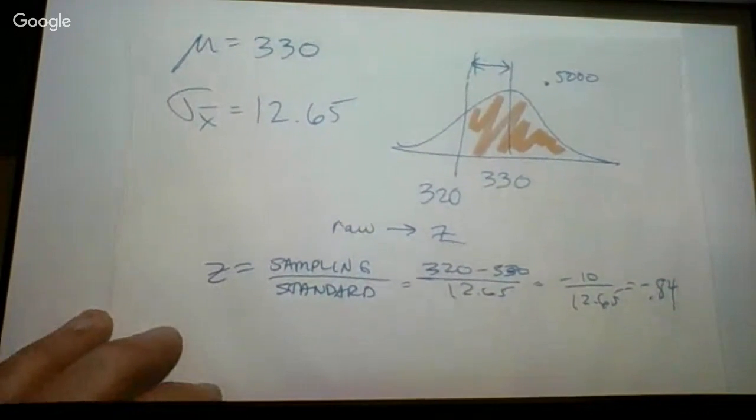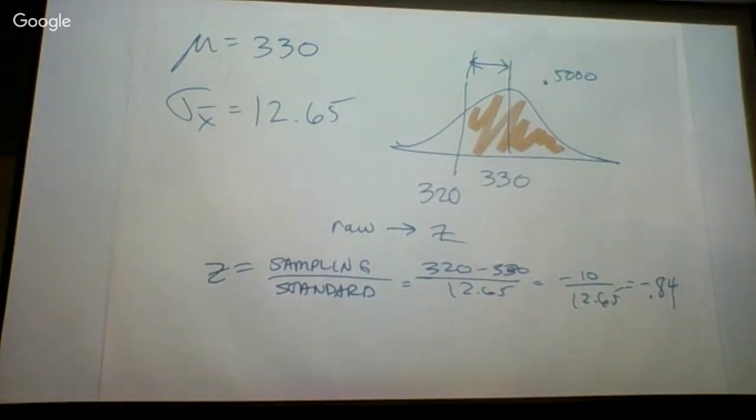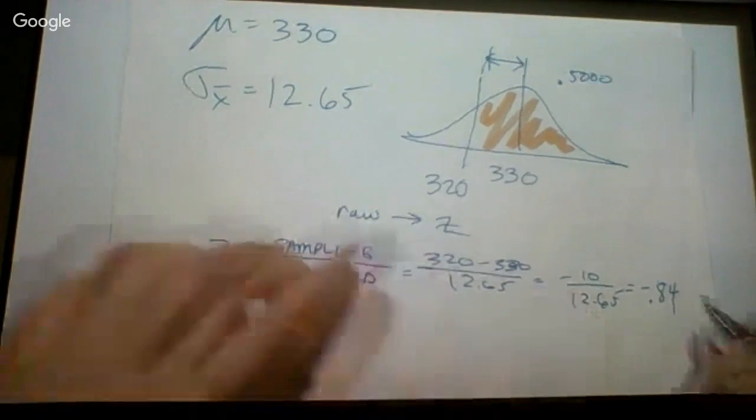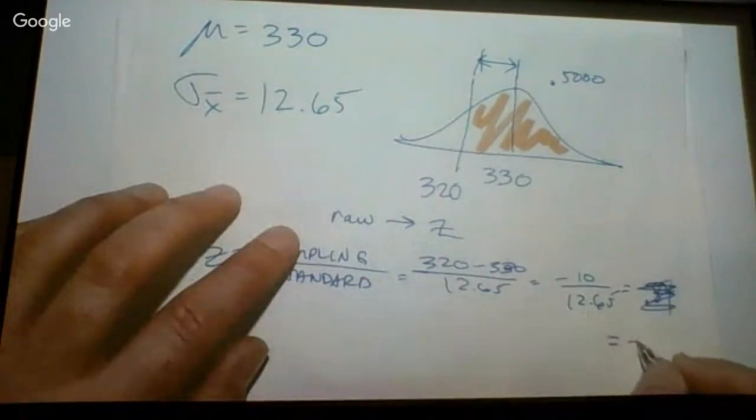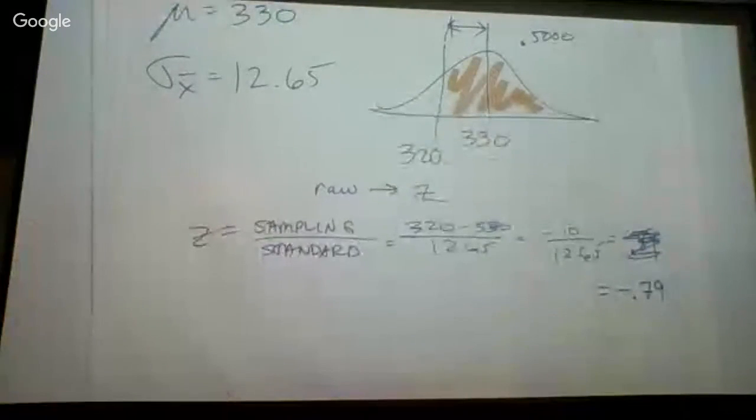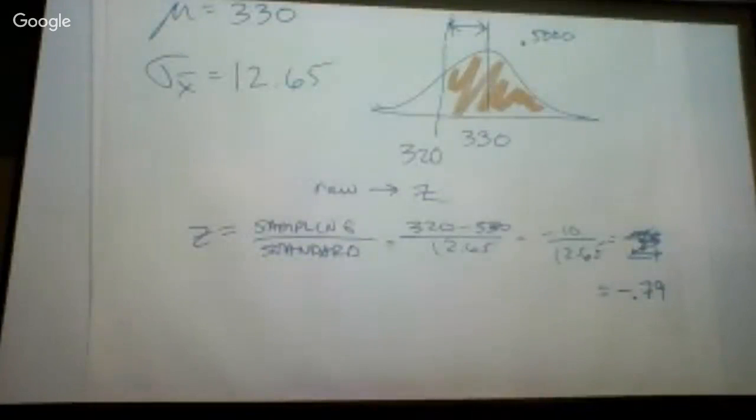That seems close. 0.8 something? 0.79. Oh, it's just bigger, not smaller. Thanks, John. Negative 0.79. No problem.